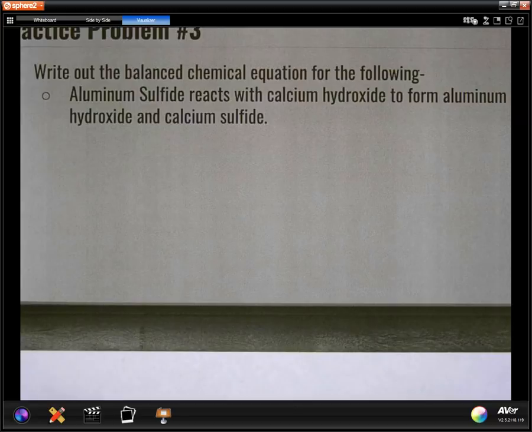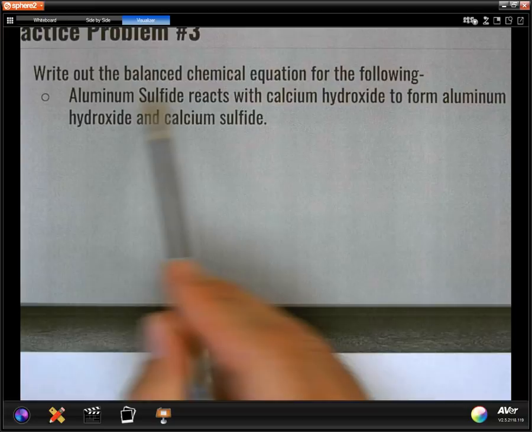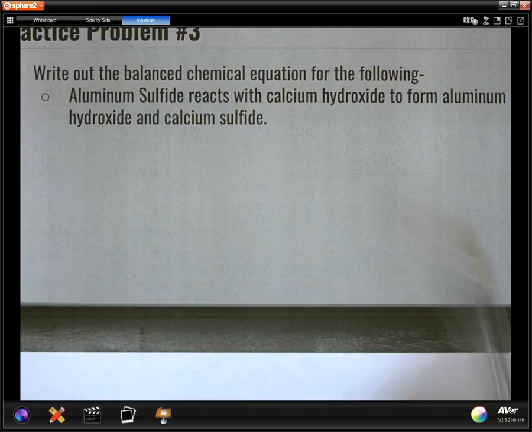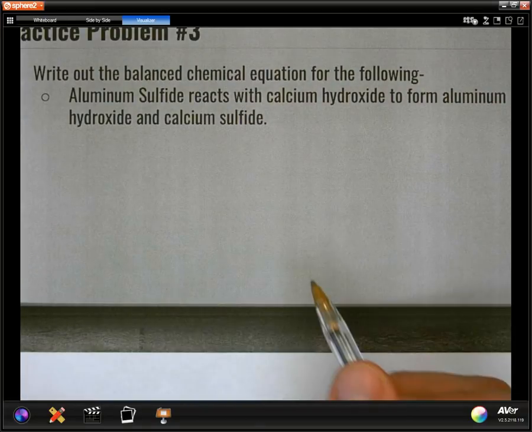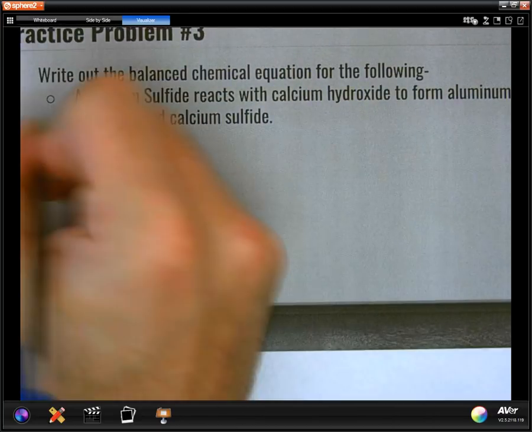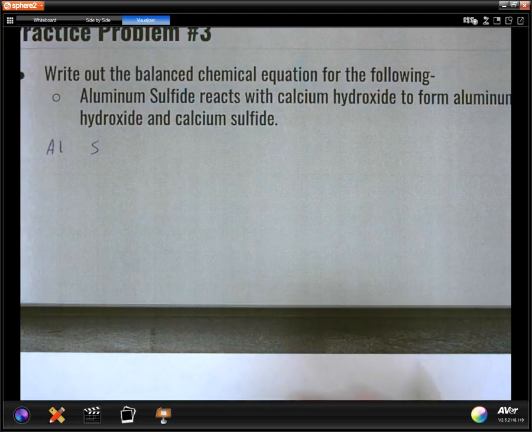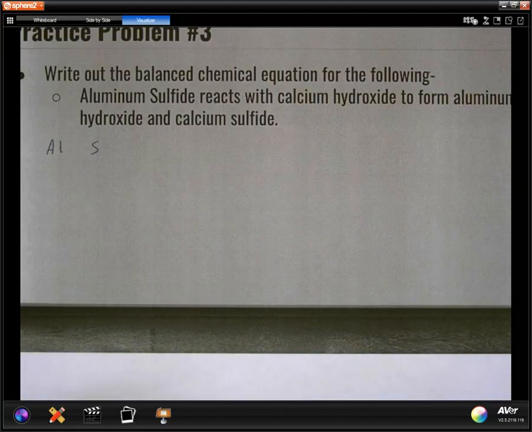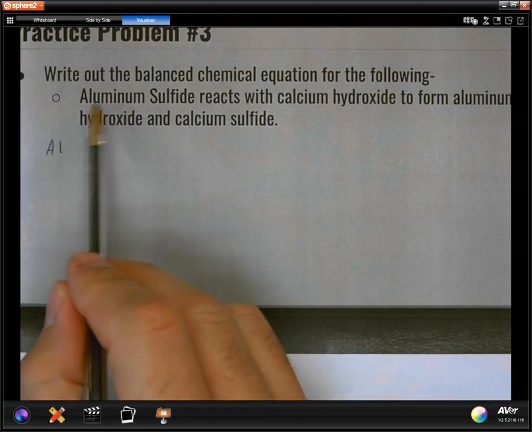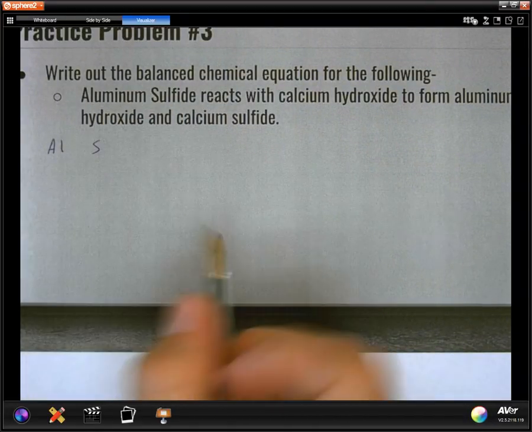All right, welcome back. All right, so as we go through here, I just need to read the word version of the equation and turn it into a chemical reaction based upon the symbols. So the first thing I see here is I got aluminum sulfide. So just like we learned in last chapter, I have to be able to write out the correct chemical formula for aluminum sulfide to do this. So how do I write out the compound aluminum sulfide?